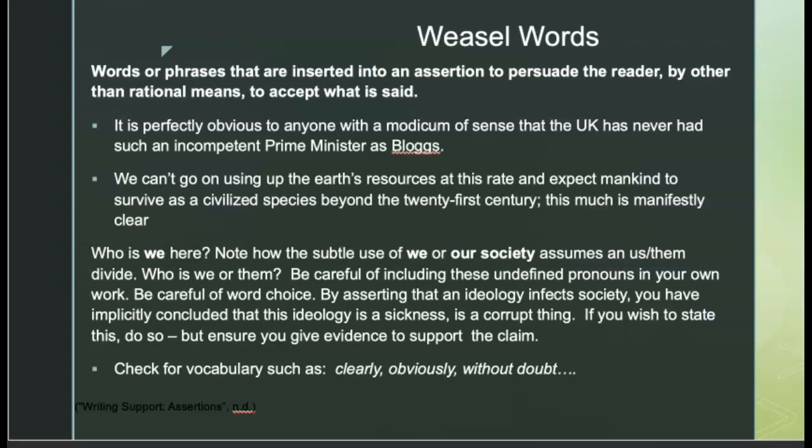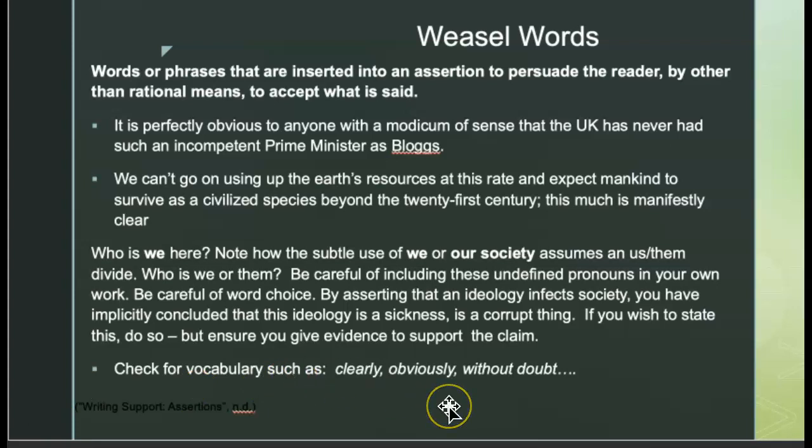And the big thing here is never use the word we. There is no we. Who is the we? You can't use we, our society. This assumes an us-them divide. Who is the we? Who is the them? You must be careful with your word choice and make sure that you make it as unbiased and third person as possible.